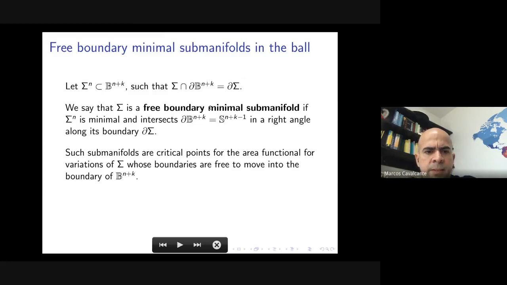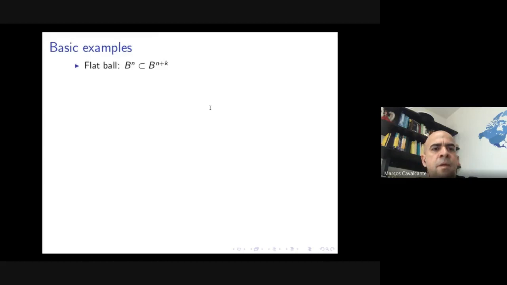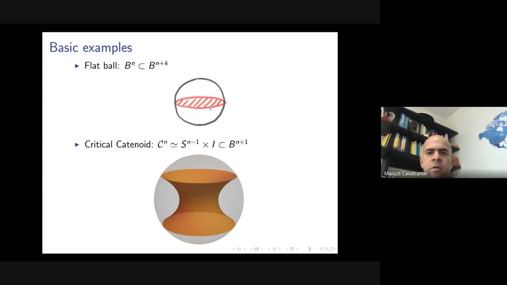Free boundary minimal and constant mean curvature surfaces in the unit ball B3 were first studied in the pioneering work of Nitsche in 1985. There are two basic examples in the minimal case. The first one, of course, is a flat ball, a kind of equatorial disk. And also the famous example is the critical catenoid. You know, the catenoids in Euclidean space come in a family. You can parameterize them by the neck size, and there is a special size where this catenoid is orthogonal to the sphere. So it is called the critical catenoid.